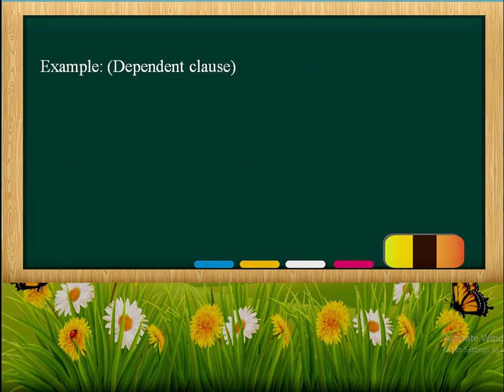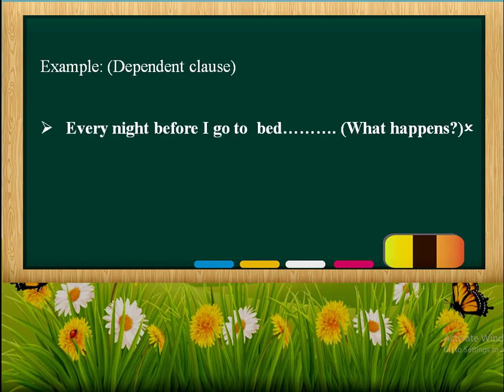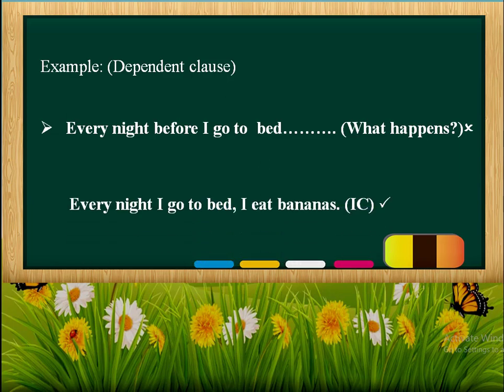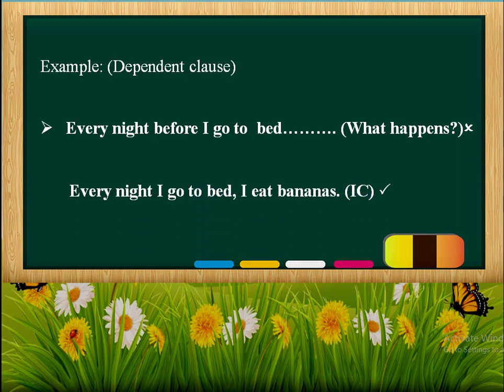For example, every night before I go to bed. Are we getting any thought? Every night before I go to bed, what happens? Something to complete. Every night before I go to bed, I eat bananas. I repeat, every night before I go to bed, I eat bananas. This is an independent clause.